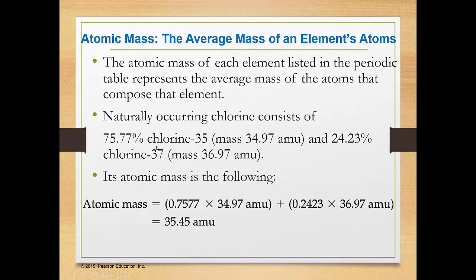Now, 75.77% of a chlorine sample, if you had a sample of chlorine gas, 75.77% is going to be chlorine 35, 24.23% is going to be chlorine 37. Now, look at what they have here in parentheses. They have mass of 34.97 AMU, atomic mass units. Okay. Now, notice that it's not quite the 35 that it adds up to.